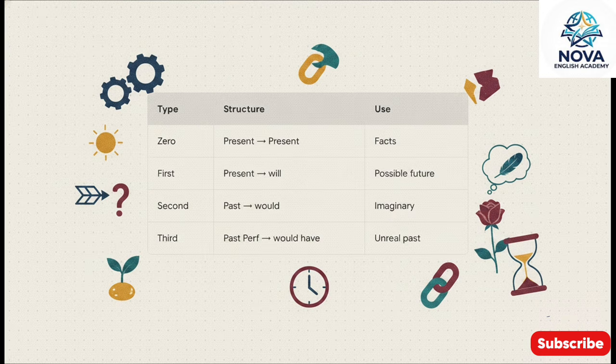0 uses present simple twice for facts. First brings in will for possible futures. Second steps back to past simple and would for imaginary stuff. And third pushes all the way back to past perfect and would have for the unreal past.